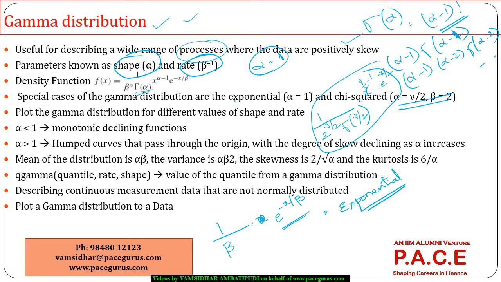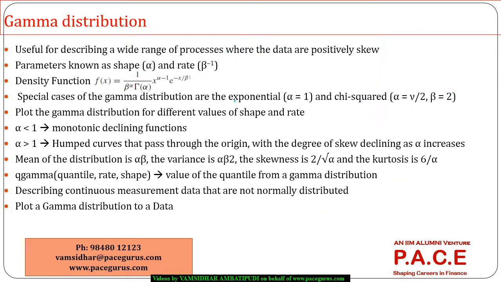When alpha equal to 1, we call it an exponential distribution. When alpha equal to nu by 2 and beta equal to 2, we call it a chi-square distribution with nu degrees of freedom. So I can take different kinds of rate and shape values, and based on that I can plot the gamma distribution.